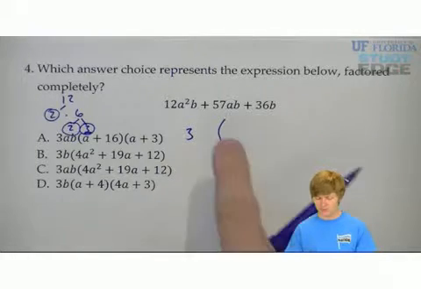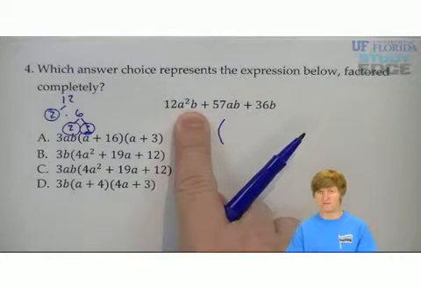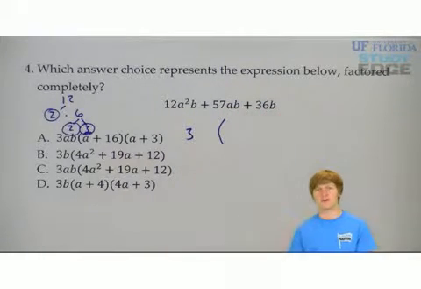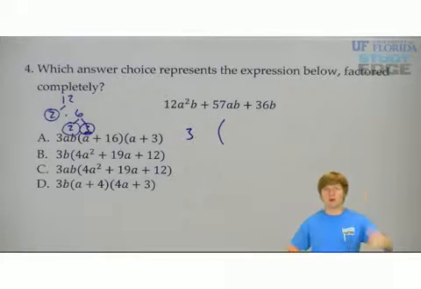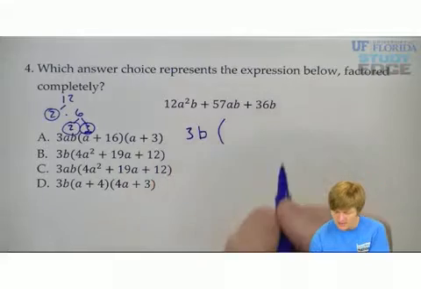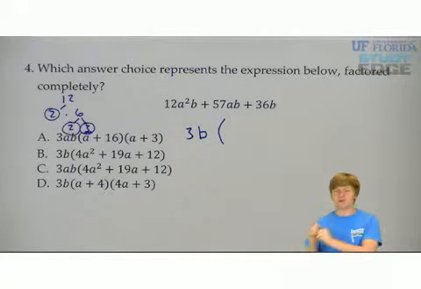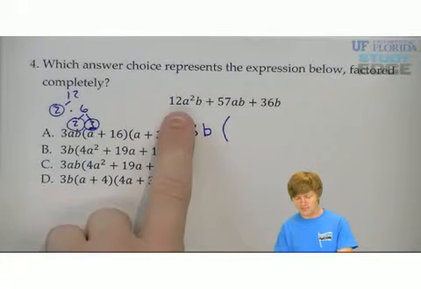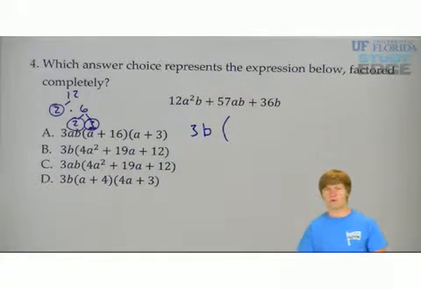Now let's look at b's. We have 1b in the first term, 1b in the second term, and 1b in the third term. Bingo, b is shared by all 3 of those terms, so I can factor out a b as well. That means I'm taking out 3b, since that is shared as a factor of each one of those terms.